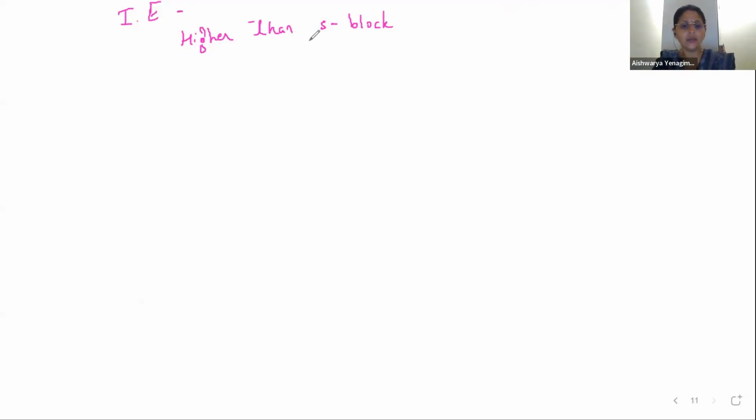Looking at s block elements, they are highly electropositive. But d block elements are less electropositive than s block elements because of the trend across the periods, across the series. Now, along the 3d series, the ionization energy of the transition elements increases. Ionization energy goes on increasing.